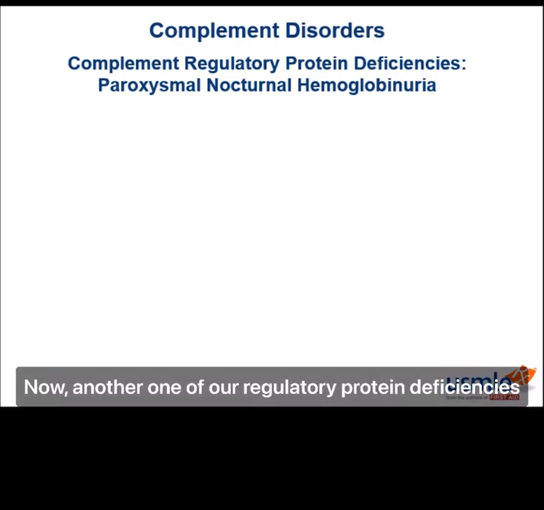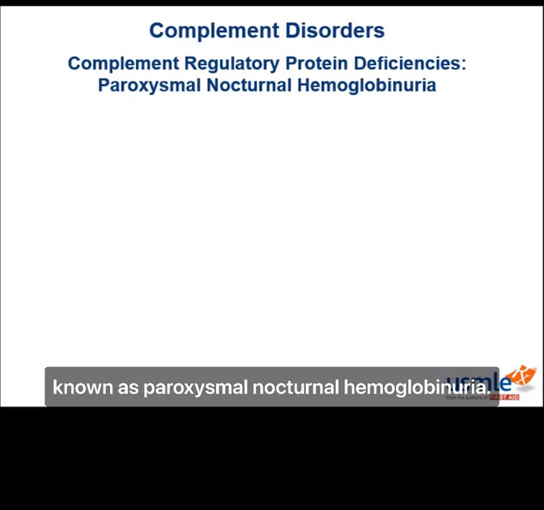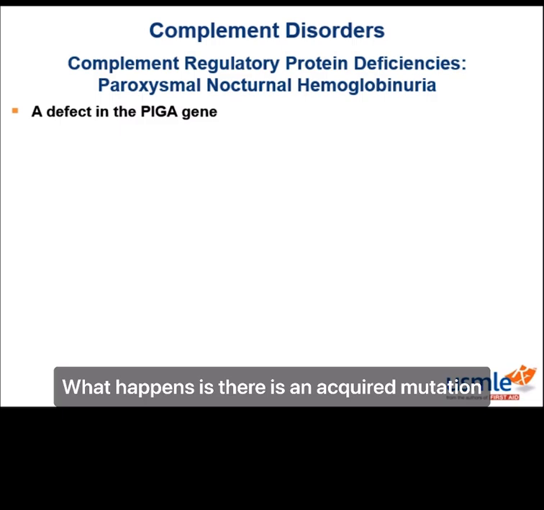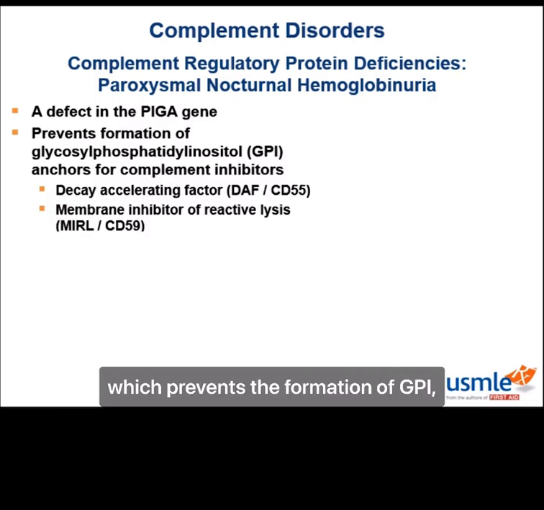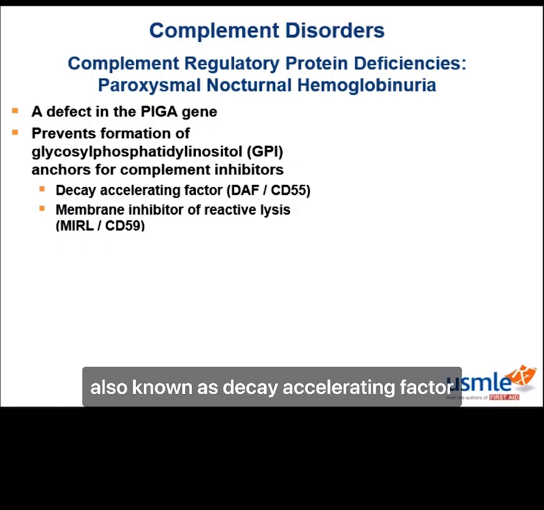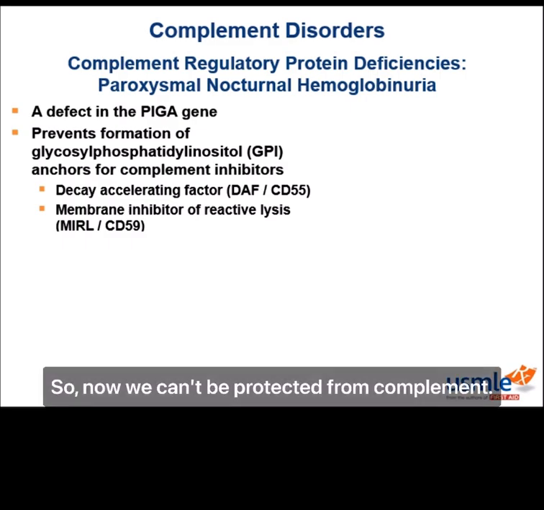Now, another one of our regulatory protein deficiencies results in a condition known as paroxysmal nocturnal hemoglobinuria. What happens is there's an acquired mutation in the PIGA gene, which prevents the formation of GPI, which is responsible for anchoring two of our complement inhibitors, CD55 and CD59, also known as decay accelerating factor and the membrane inhibitor of reactive lysis, or MIRL. So now we can't be protected from complement.